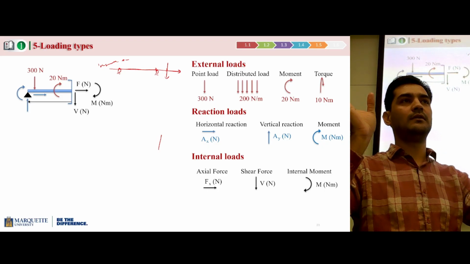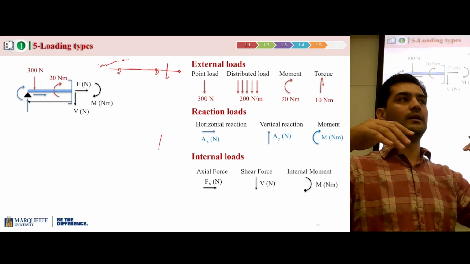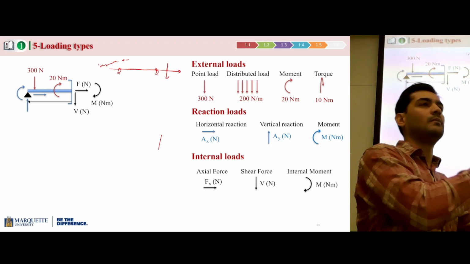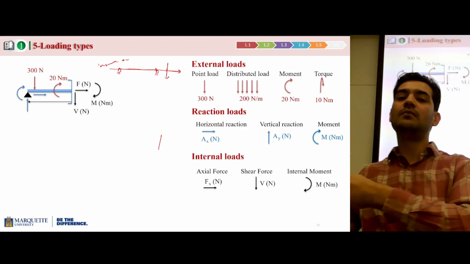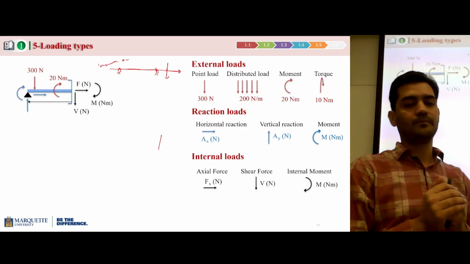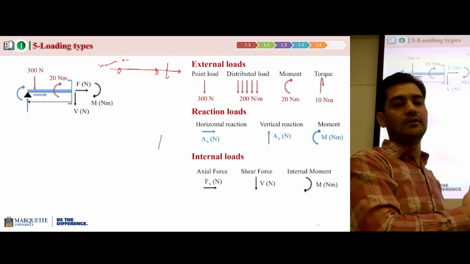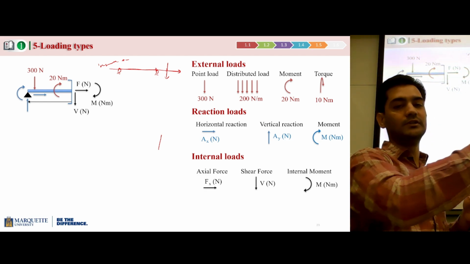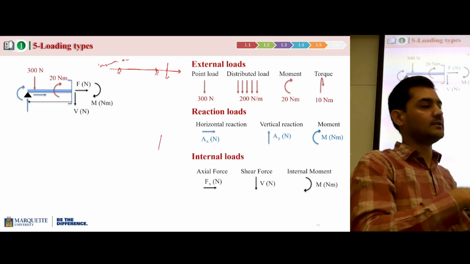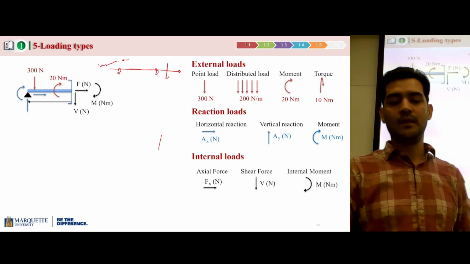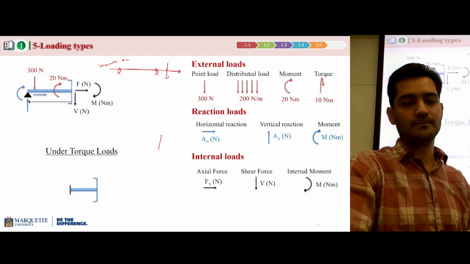The first step is to figure out what the external loads are. The second step is to calculate reaction loads by figuring out the constraints and boundary conditions, and by using the equilibrium equations, you can calculate the reaction loads. Then the next step is to expose the internal forces and figure out what the internal forces are in the thing we are discussing, in this case, a simply supported beam. So you have axial force, shear force, and internal moment.